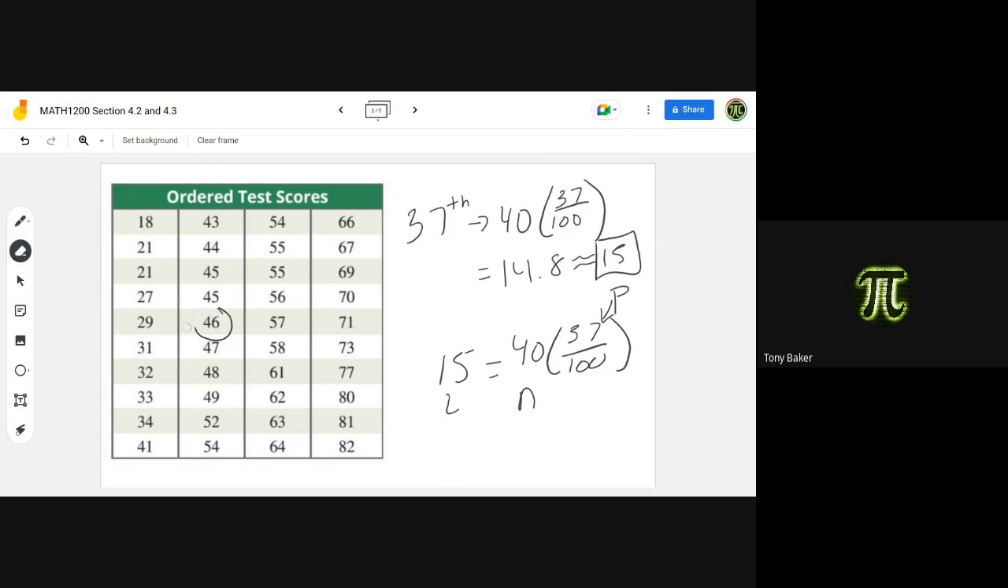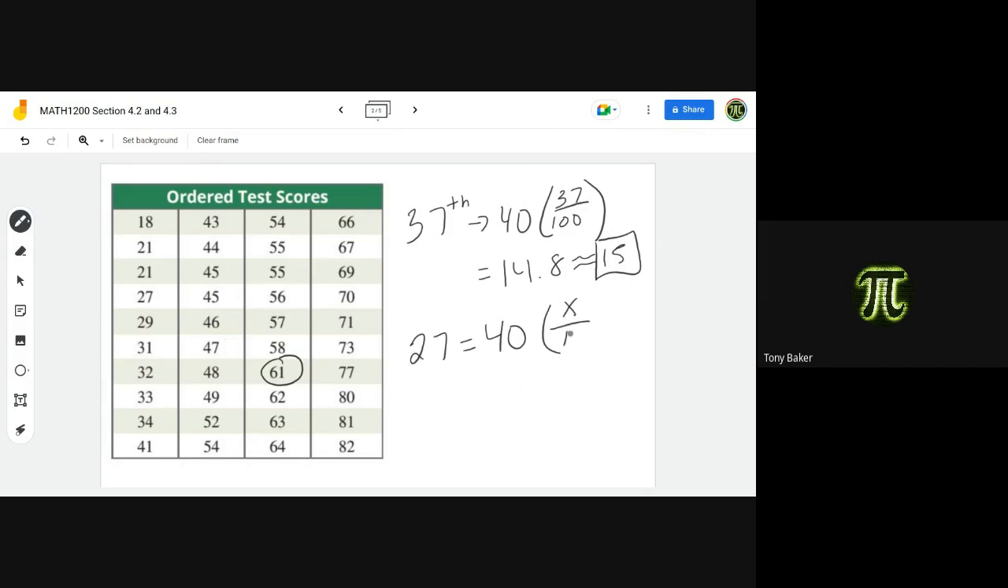So let's take, if I can erase that because that's already there, I want to know what percentile 61 is. What's the location of that one? So that's 27. That's the location. I know there's 40. What I don't know is the percentile.